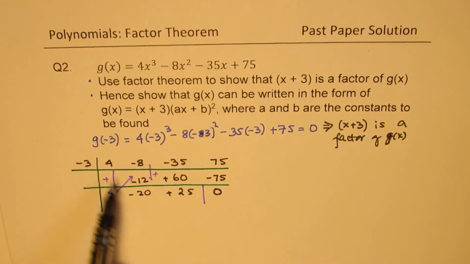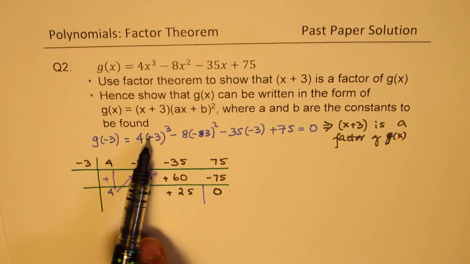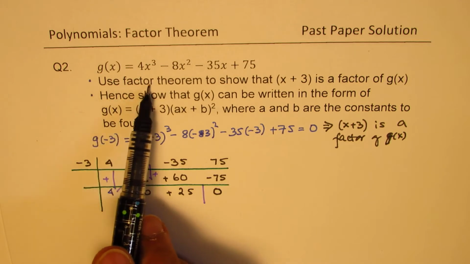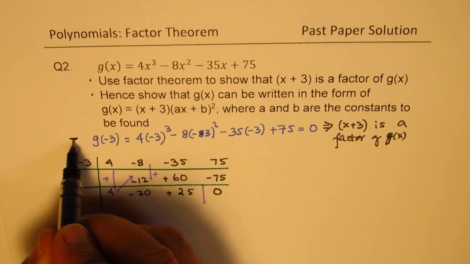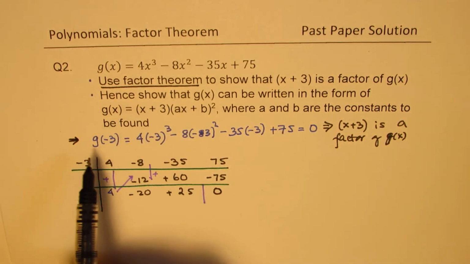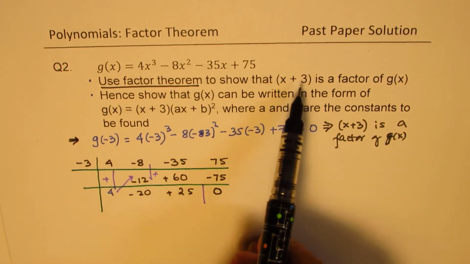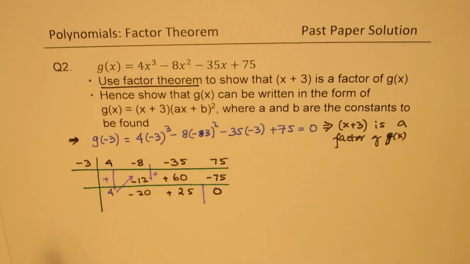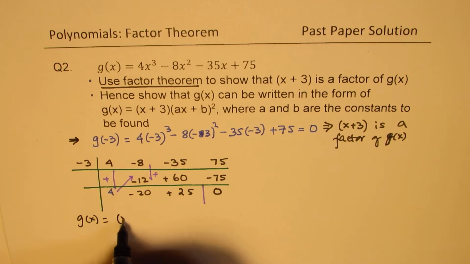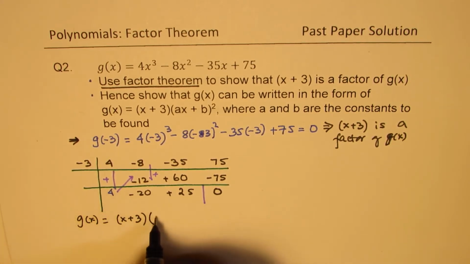Perfect. So we could have gone directly like this and also shown that it is a factor. But they said to use the factor theorem. Therefore, this is important, correct? We need to use the factor theorem. That is, x plus 3 is a factor if g of minus 3 is 0. Perfect. Anyway, that gives you the other factor, right? So you could write g of x now as: one of the factors was x plus 3, and the other one is here, which is a quadratic function.